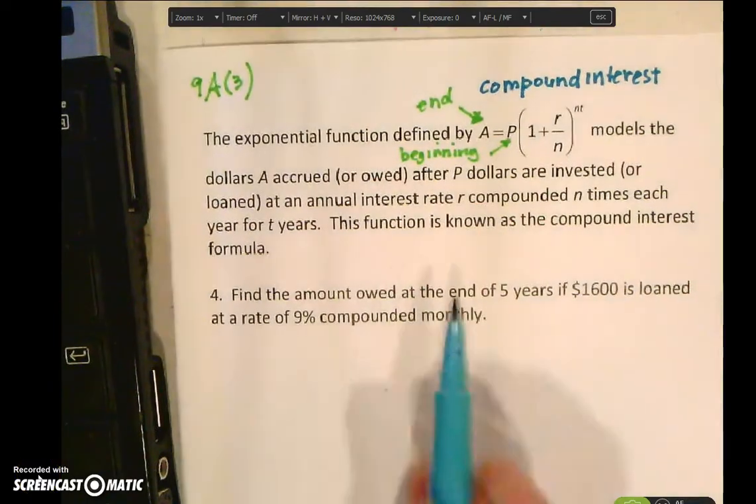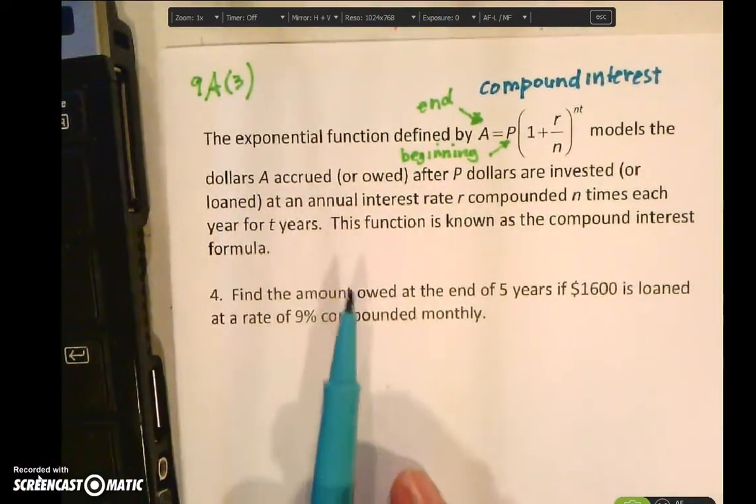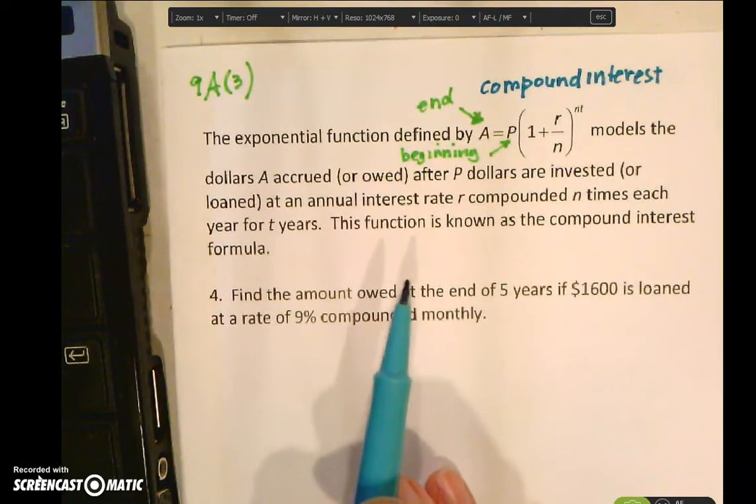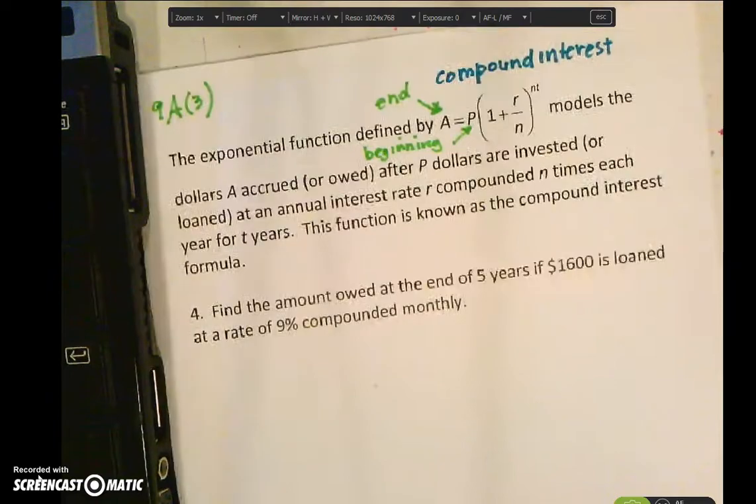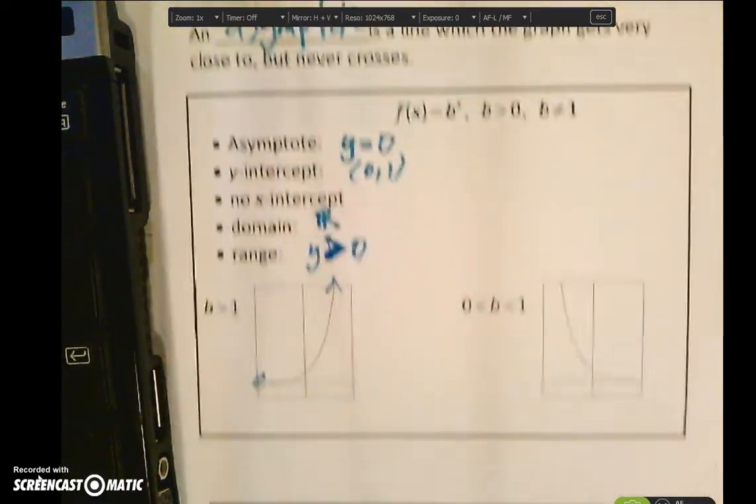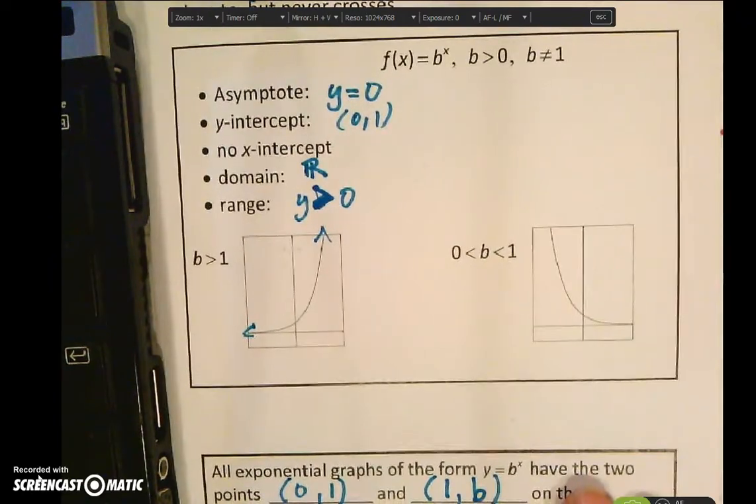So in the third set of notes for 9A, we're going to look at a couple of word problems that use exponential functions. We're going to be given formulas that we're going to use. Now I'm going to flip back to that second page here where I've got these two basic graphs.